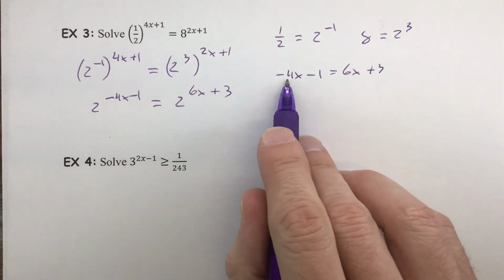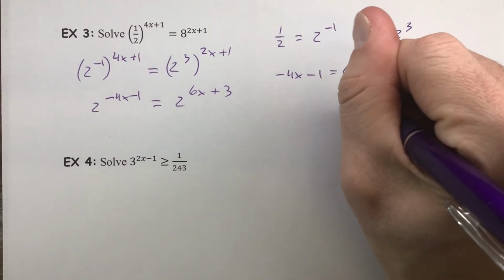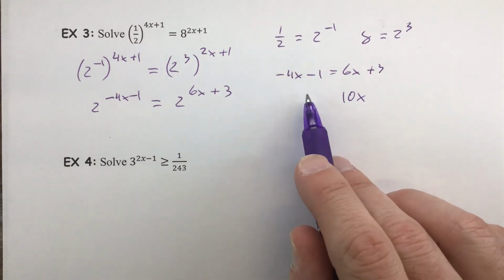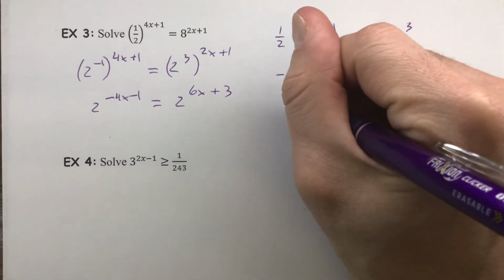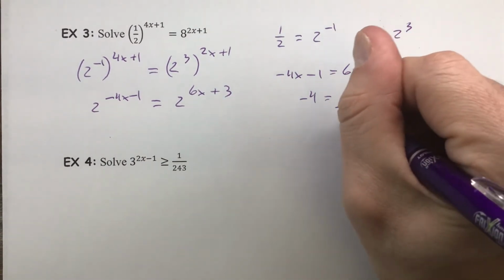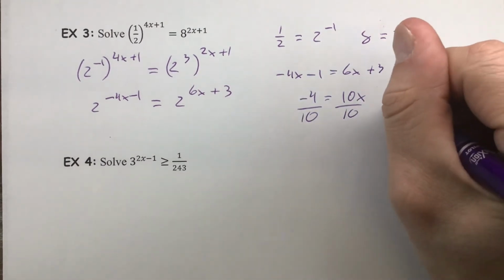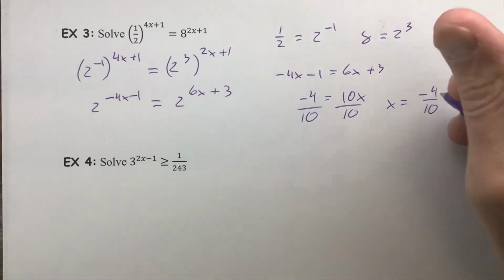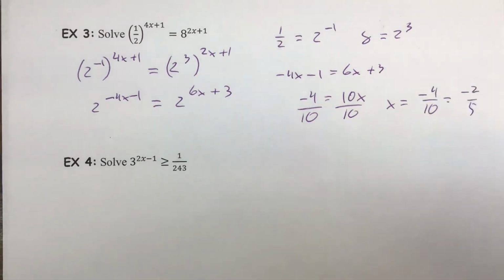We can go ahead and add the 4x over. At the same time, we could go ahead and subtract the 3, move that over, which is going to give us -4. We divide by 10. X is going to be equal to -4/10, which is the same thing as -2/5.